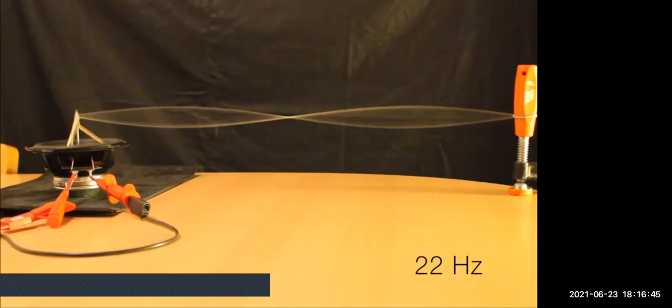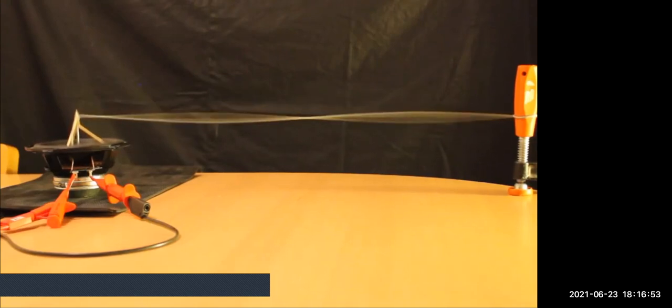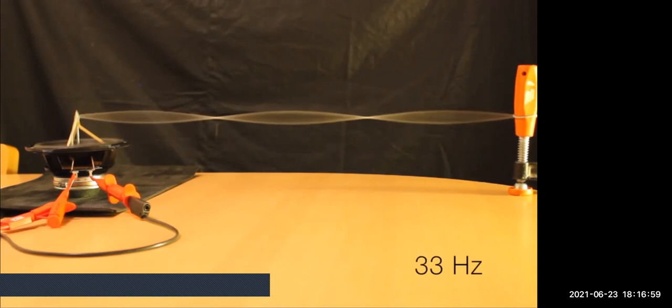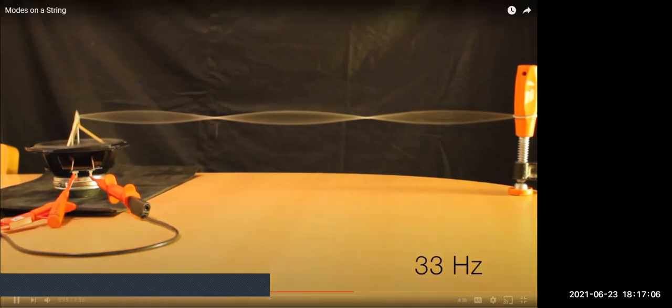I'll start the video moving again, and we can see what happens if we keep going up in frequency. So this is still 22 Hertz, and then we changed to something like 25, 26 Hertz, and we lose that resonance. Now let's go to 33 Hertz, which will be the third mode of vibration. Here we are. Again, I've stopped the video so that you can see what's going on here. Okay, great. We can stop this here.